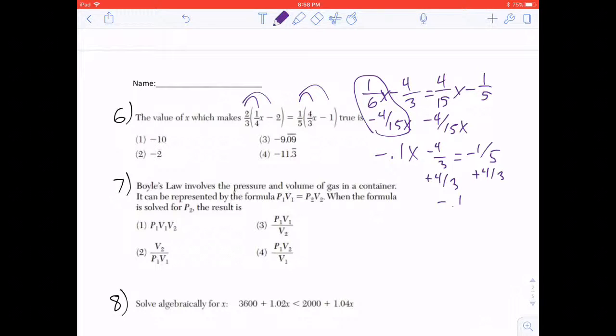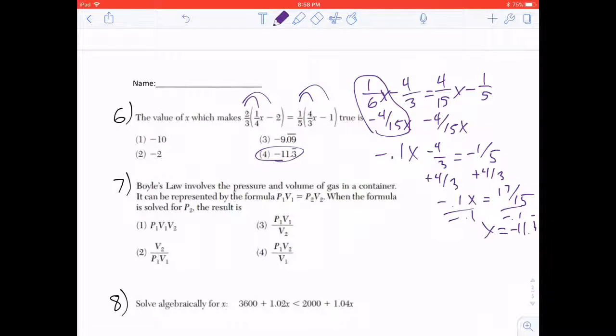giving you negative 0.1x equals 17 over 15. In order to get x by itself, I'm going to divide by negative 0.1. Again, using that calculator, 17 over 15 divided by negative 0.1 gives you x equals negative 11.3 repeating here, choice 4.